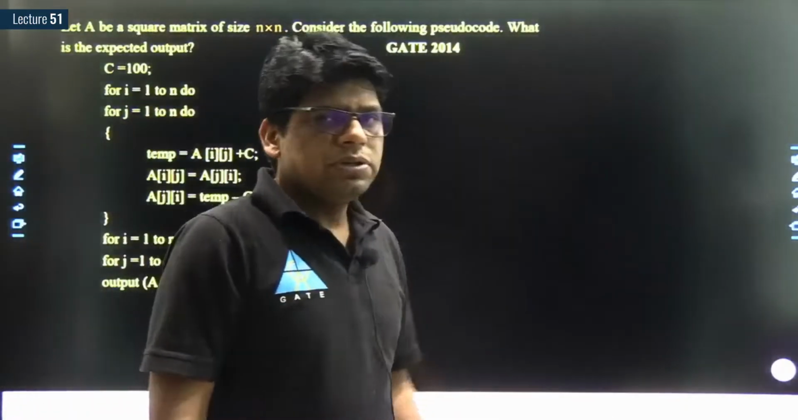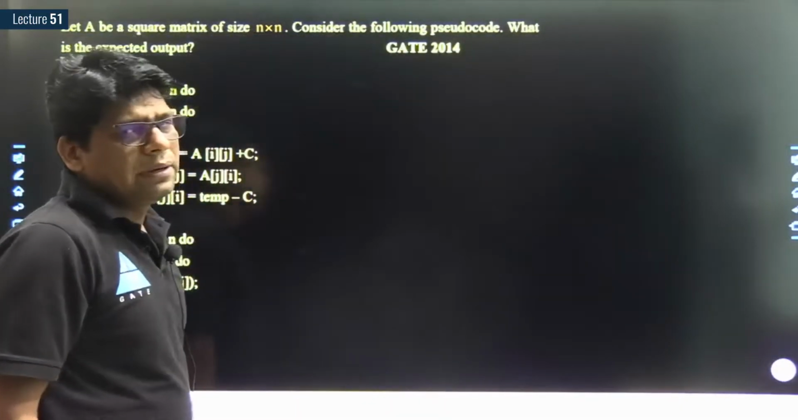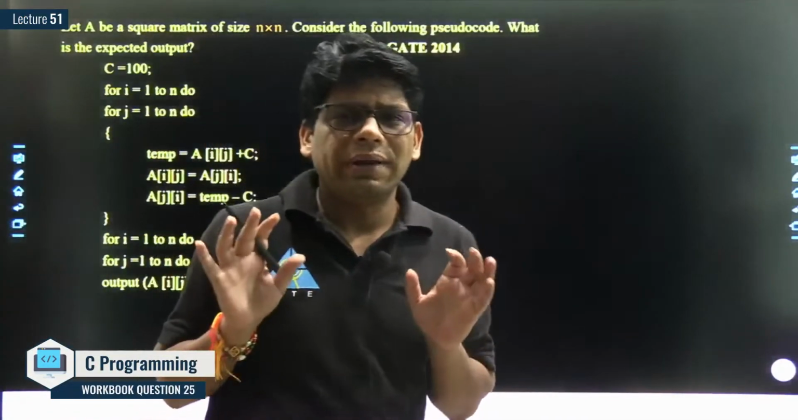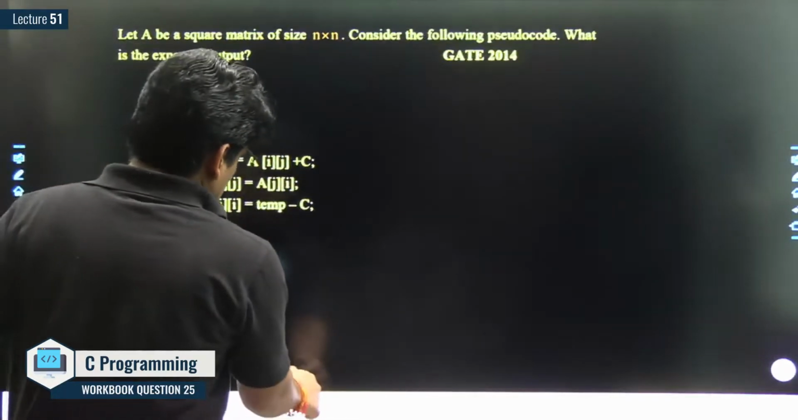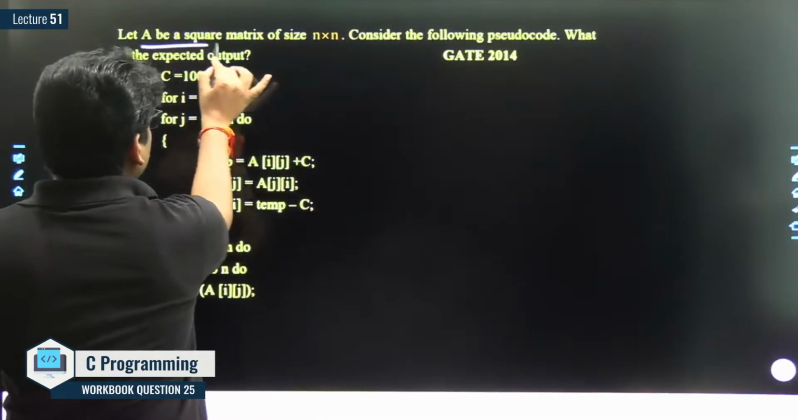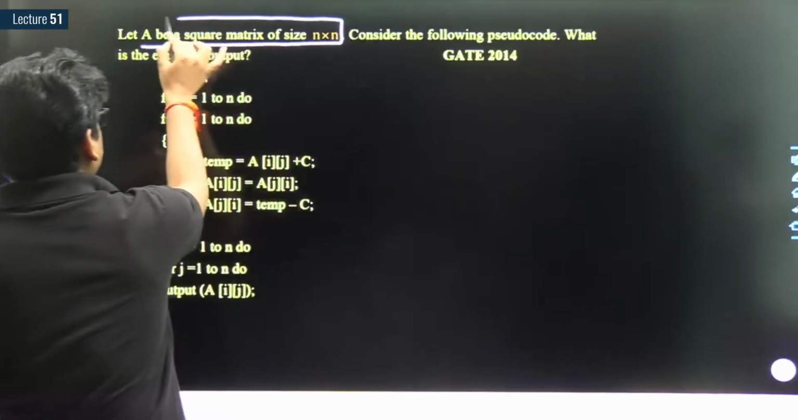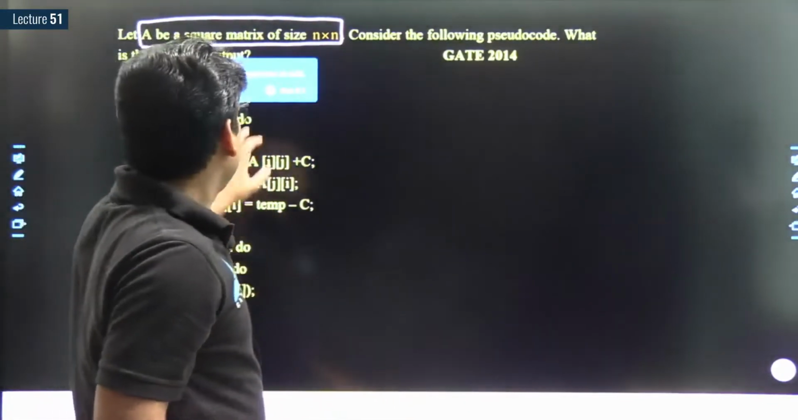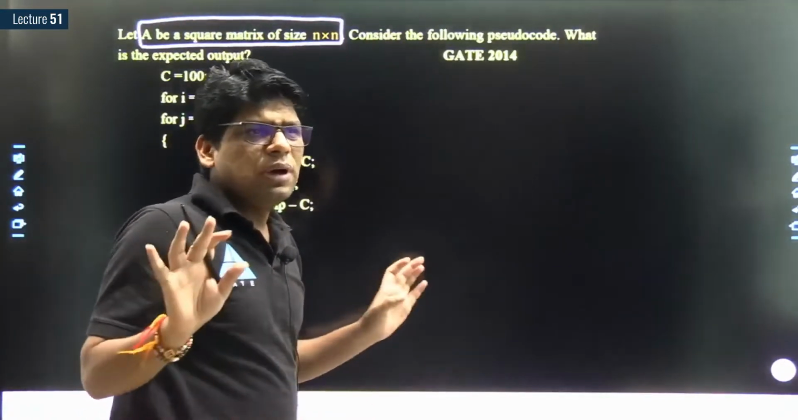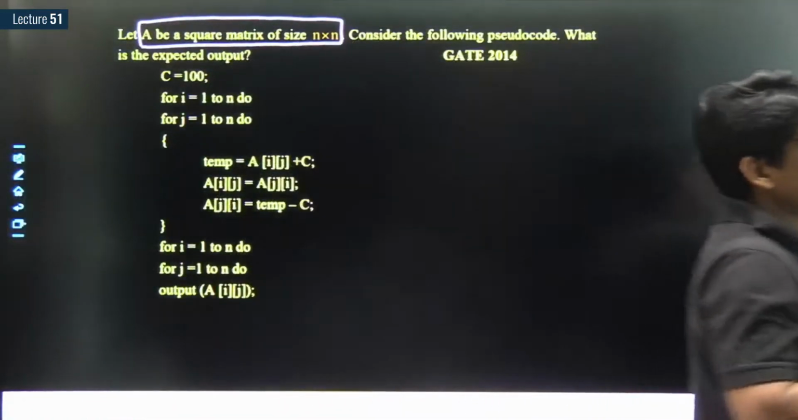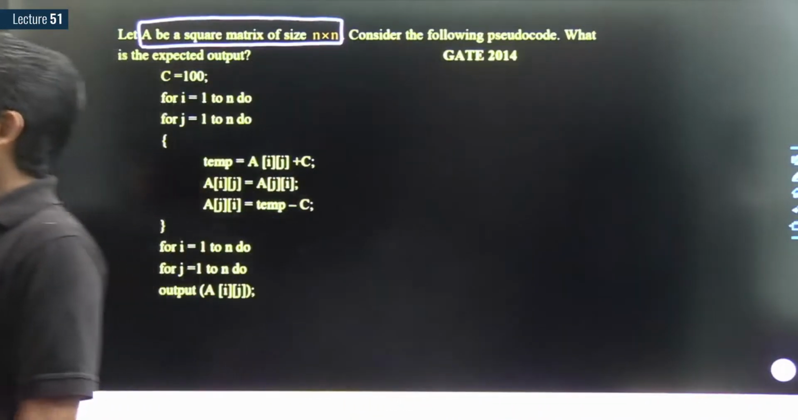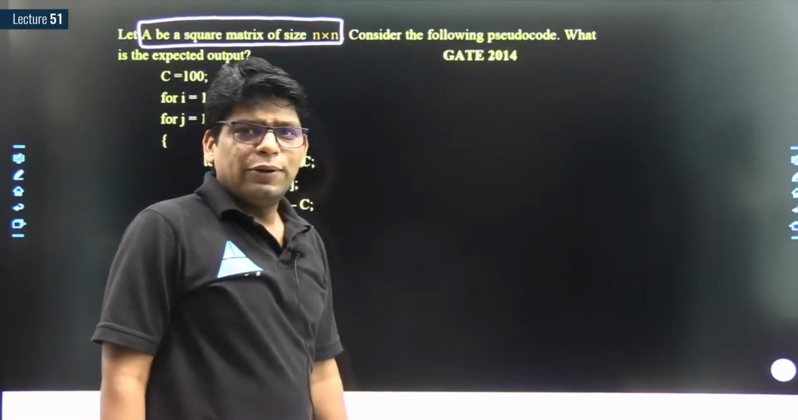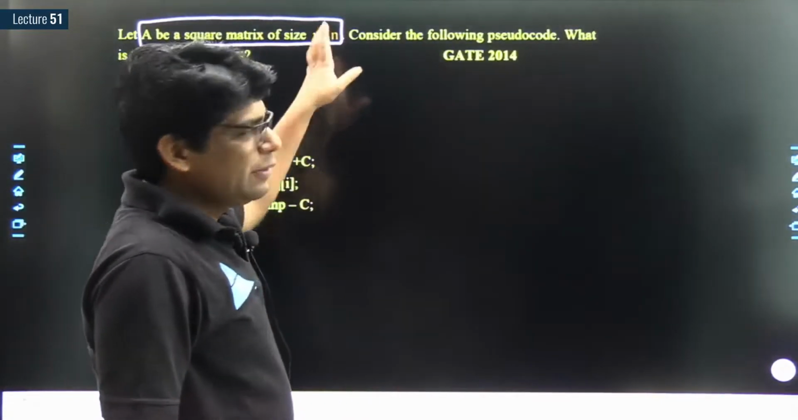Let's solve this question based upon array, but don't think that you don't know array. Okay, sir, focus on the words. Let A be a square matrix of size n cross n. So don't think about array, 1D or 2D; there is no array. Think of it like this: there is no array and you have a 2D matrix. I hope 2D matrix is known to everyone. Sir, we have an array? No, we have a 2D matrix n cross n.